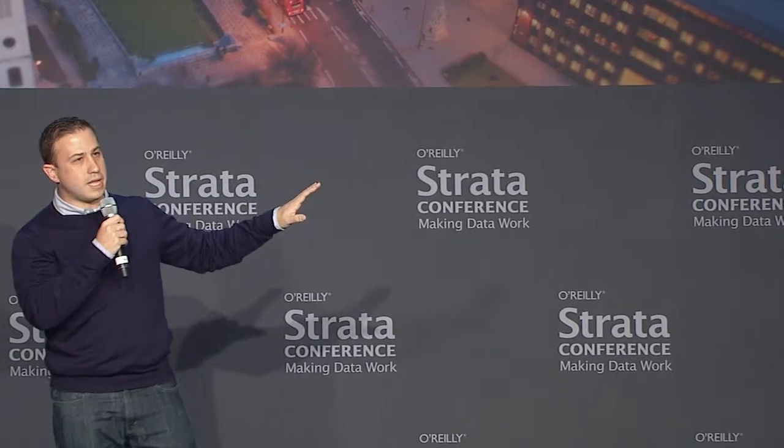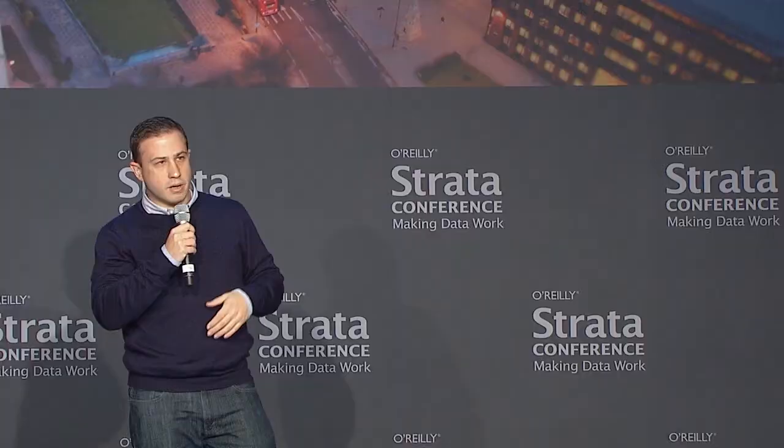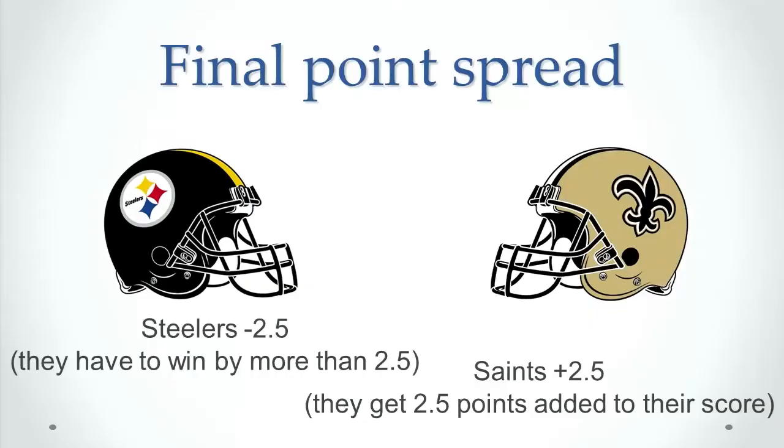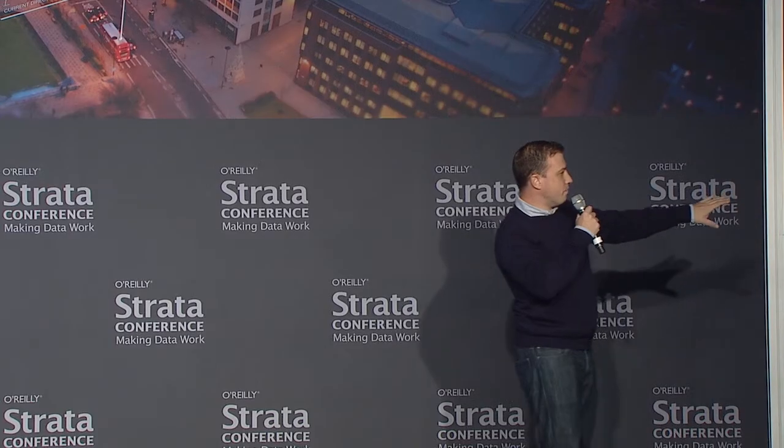Well, when more money is bet on one team, the line has to move. So in this case, and this is an actual case, the bookie is giving the New Orleans Saints 2.5 points. So what that means is the Steelers have to win by 2.5 points in order for the people betting on the Steelers to actually get the money, and the Saints get 2.5 points added to their score. So if you bet on the Saints, you would get 2.5 points. How did this end up? Well, in this particular case, the Steelers actually won the game, but they won 27-14. So they covered the spread.